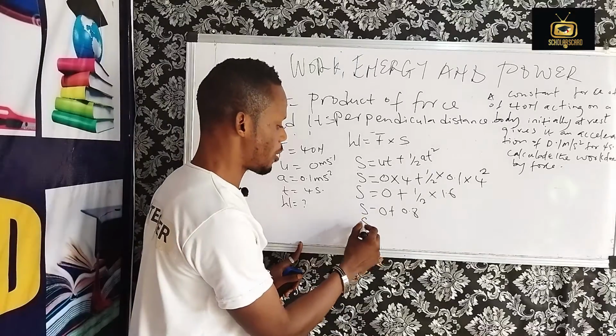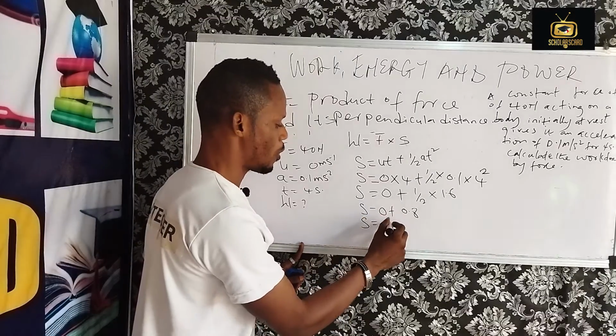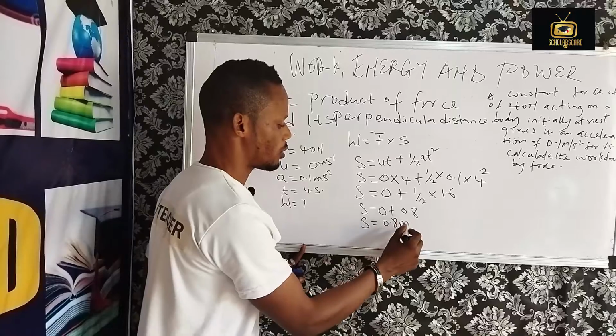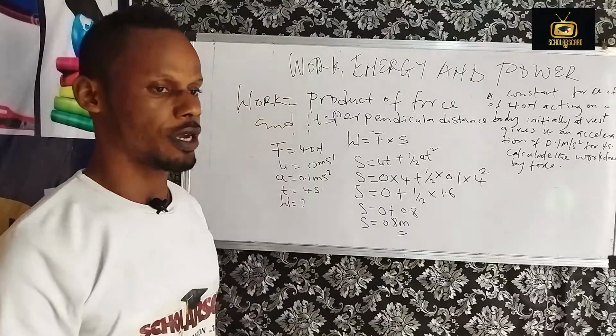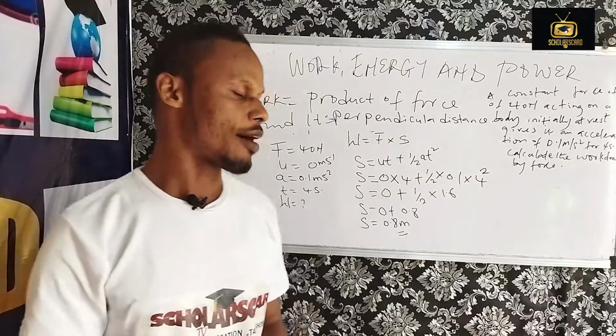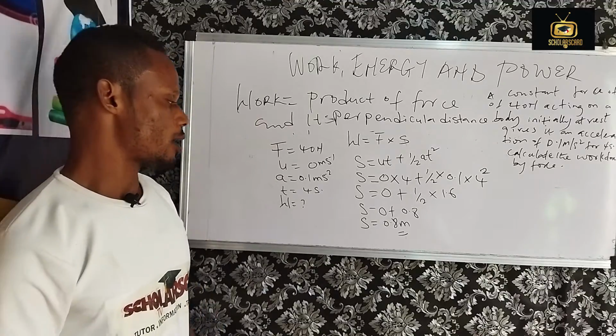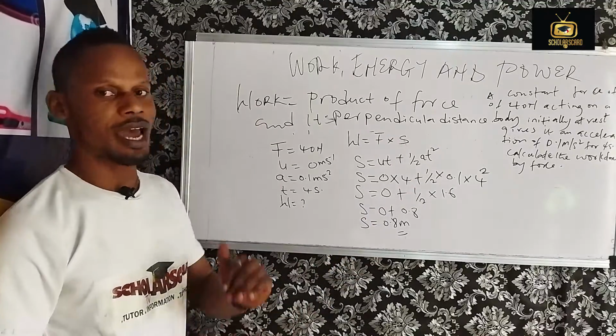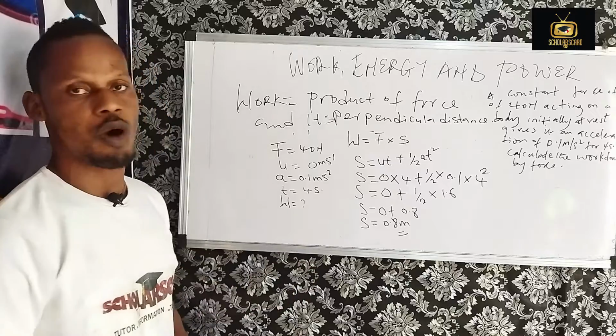Now, this will be equal to what? It will give you 0.8 meter. Don't forget to put the unit. It's very important. You get that? Now we have gotten our distance. Are you getting it? Since we have gotten our distance, you can now substitute it into the formula for work done.